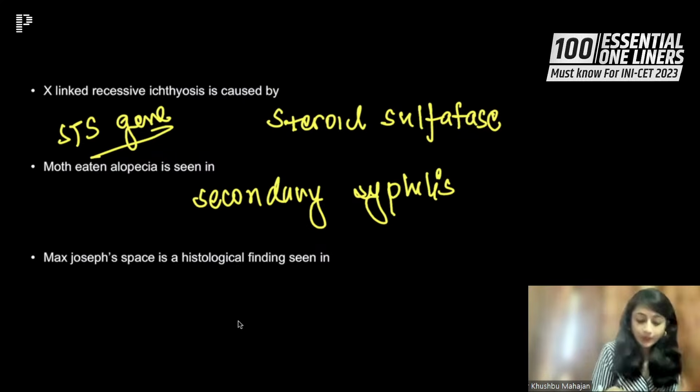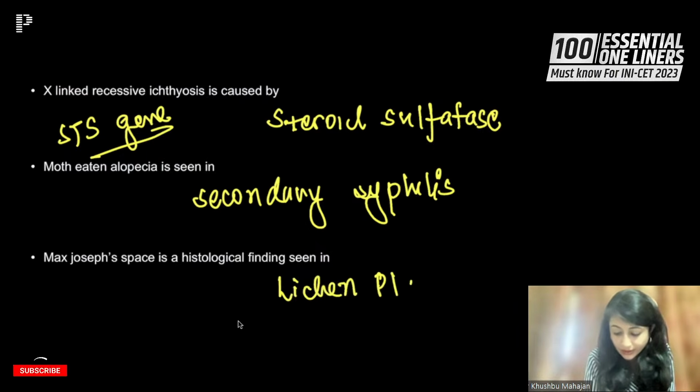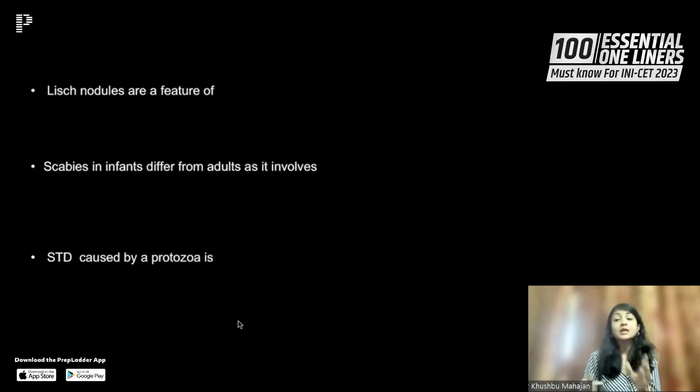Amazing. Lichen planus. Lichen planus is the correct answer. Also, quickly summarizing, civatte bodies are also a feature of lichen planus. Hypergranulosis is also a feature of lichen planus. And Max Joseph space is also a feature of lichen planus. So all these are features. You can be given civatte bodies also. Next question. Leish nodules are a feature of.